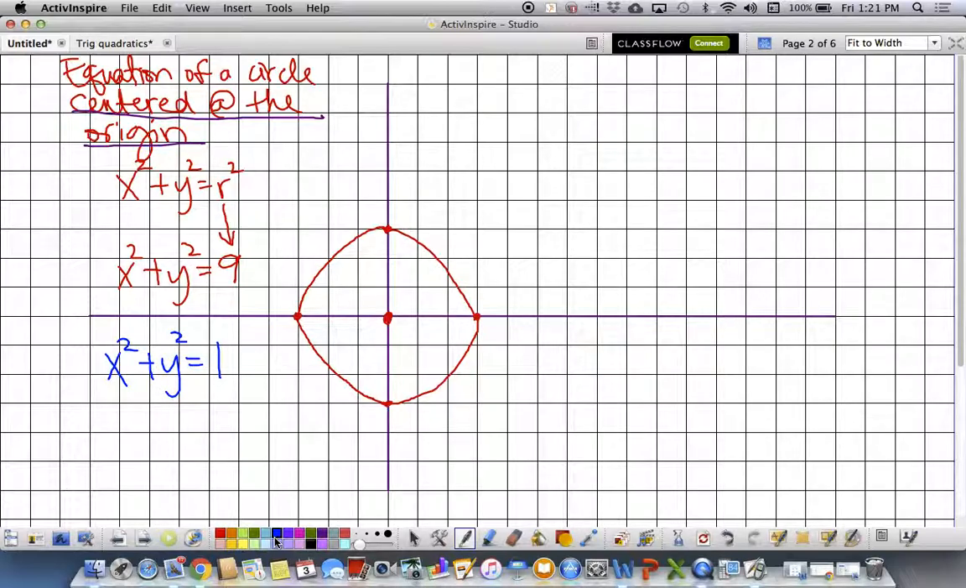Oh, I see that. x squared plus y squared equals 1. The radius is 1. Here's the donut coming. So here we're only going out one. Oh, that was a good circle.